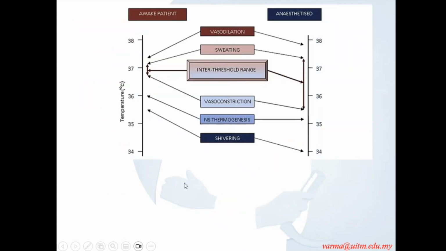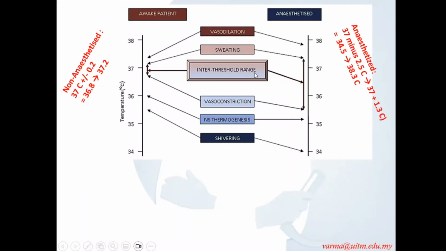So this is the thermoregulatory mechanism and the interthreshold range. If you take a non-anesthetized patient, you see the gap is very small. Please look at my arrow here. It is from 37.8 to 38.2. This is the interthreshold range in a non-anesthetized patient, where anything above 37.2, heat loss mechanisms start, vasodilation and sweating, to lose the extra heat. Below 36.8 is already considered hypothermia. The thermoregulatory mechanism gets activated and the patient develops vasoconstriction, non-shivering thermogenesis and shivering thermogenesis to regain the heat.